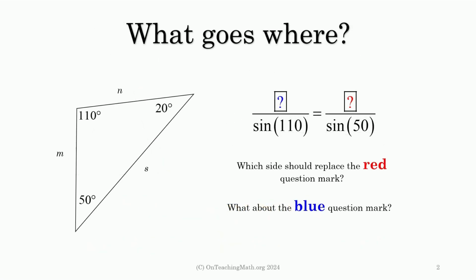So here's the very first question. We have to figure out what goes where the blue question mark is, and what goes where the red question mark is, so that you could use the sine rule correctly. So basically, what's the setup? You've got a couple choices. 110's right here. What goes here? Is it side S, side N, side M? And here's the 50-degree angle. So what goes here? Is it S, is it M, or is it N?